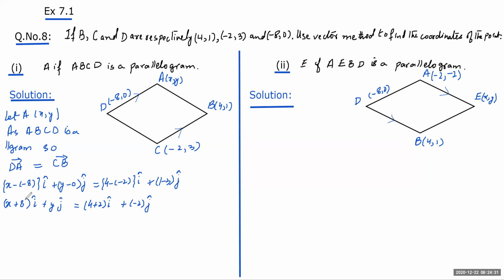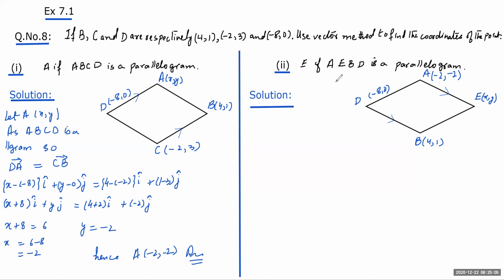Let's compare the coefficients of unit vector i and then the coefficient of unit vector j. As a result, we get x plus 8 is equal to 4 plus 2, that is 6, and I get x is equal to 6 minus 8 equals -2. And comparing the coefficient of unit vector j, we get y is equal to -2. Hence, the point A is (-2, -2), and that is the answer.